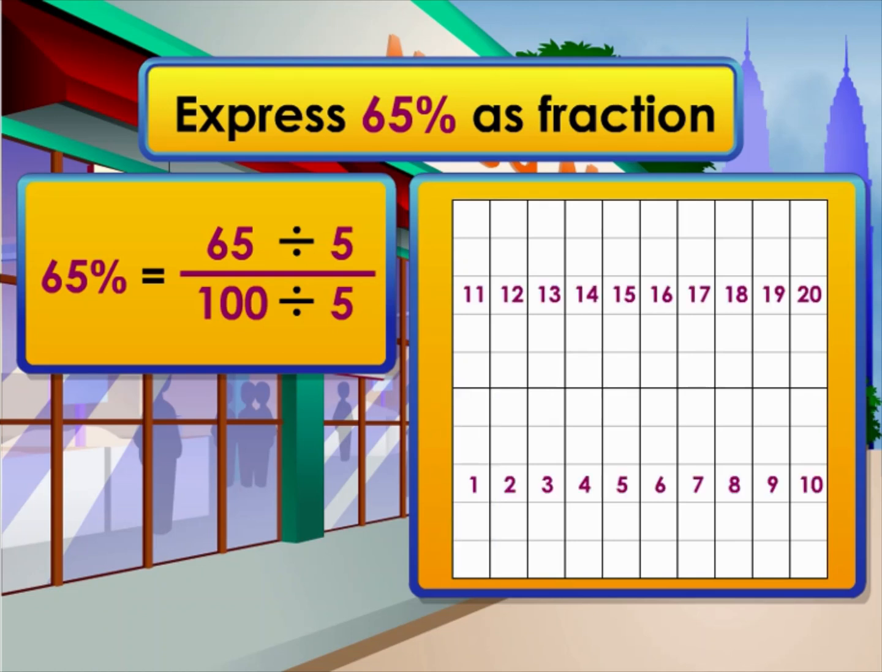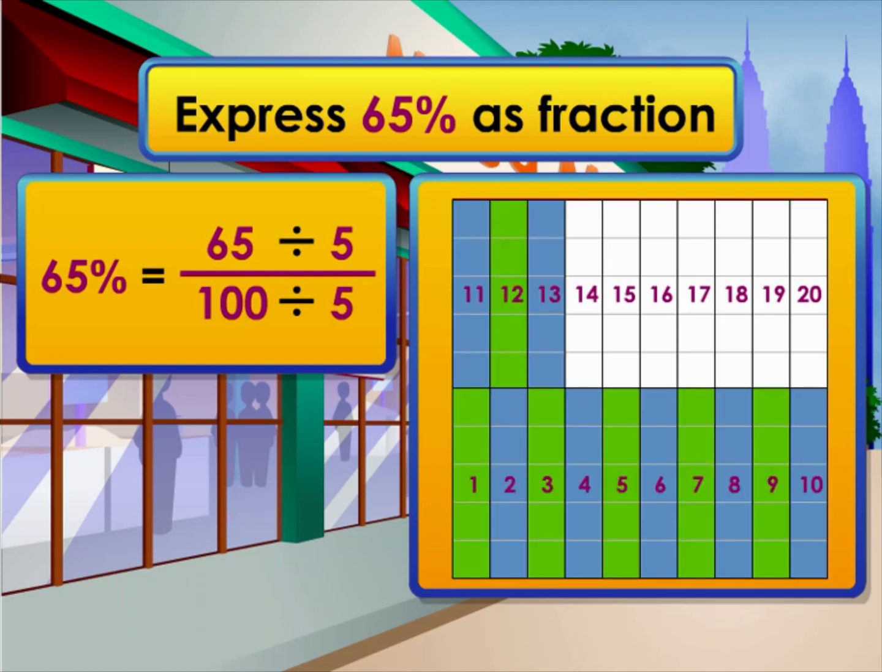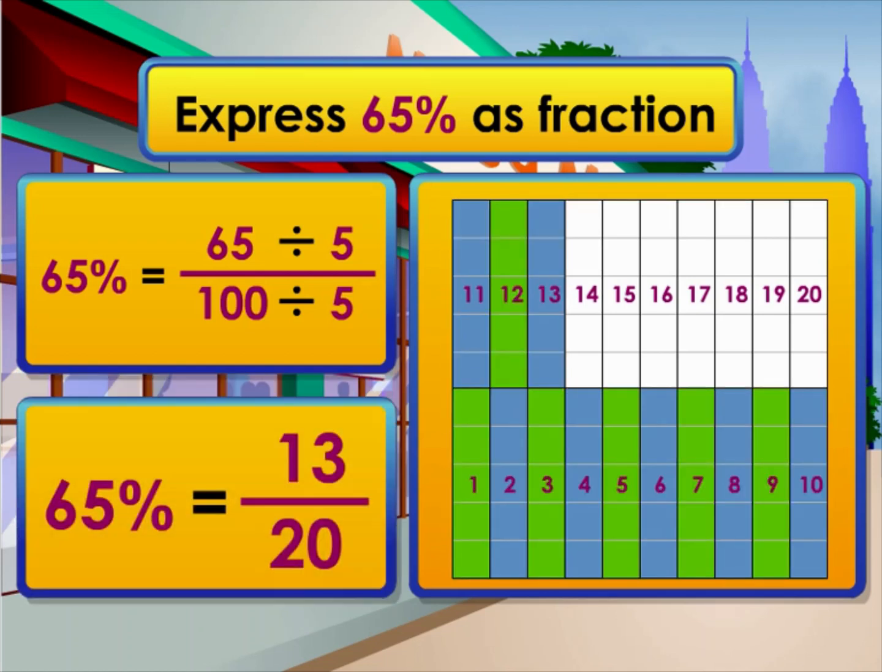But how many groups are there in 65 unit squares? Let's find out. How much is 65 divided by 5? Yes, it's 13. There are 13 over 20 groups. Therefore, 65% as a fraction is 13 over 20 in the lowest terms.